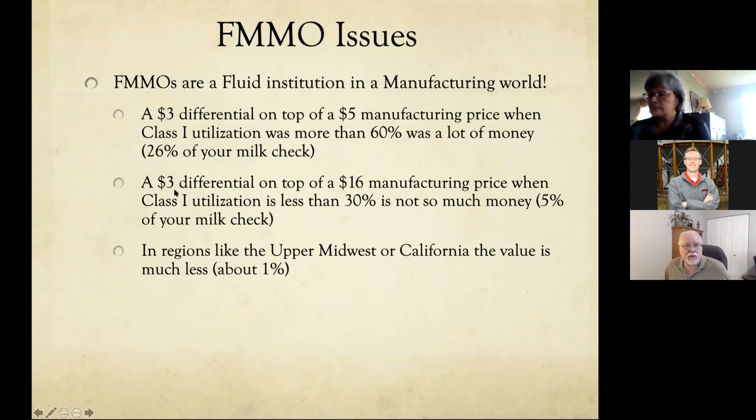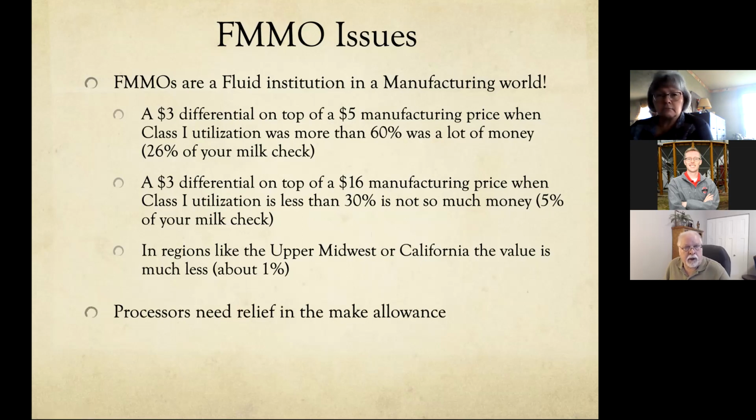But when we've got a $3 differential on top of a $16 manufacturing price and class 1 utilization is less than 30%, it's not much money. It's maybe only 5% of your milk check. So we can run out of money when we're paying in components. That causes some problems out here.